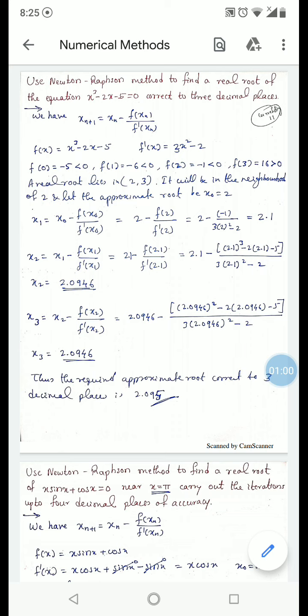Therefore, root lies between 2 and 3. By substituting x equal to 2, we get a negative value. By substituting x equal to 3, we get a positive value. Therefore, root lies between 2 and 3.